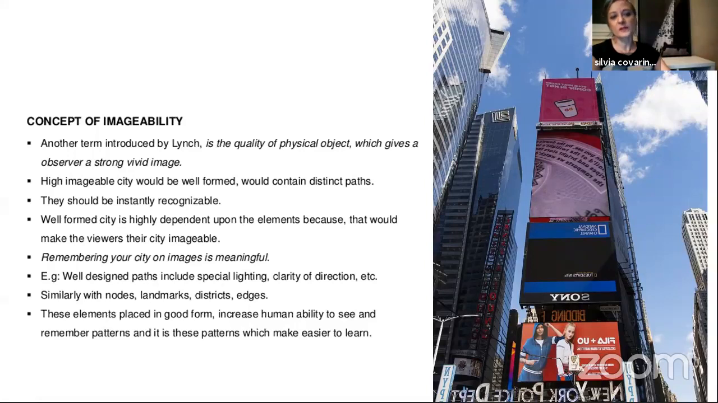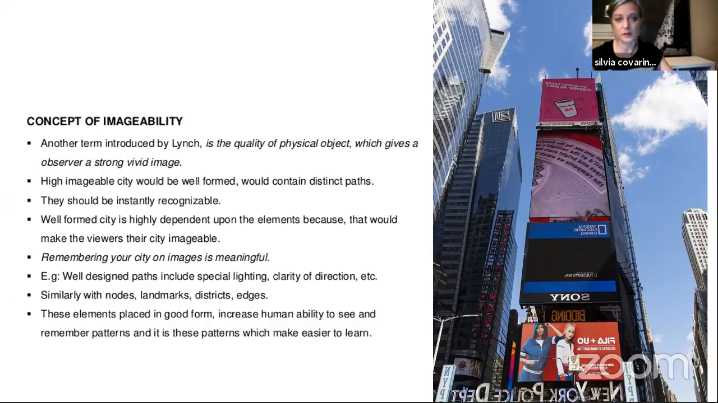Well-designed paths include special lighting and clarity of direction. Of course, if we are talking about paths and connection, this means there is a good quality of the urban space. Similarly with nodes, landmarks, districts, and edges. These are the five keywords of Kevin Lynch. These elements, when they play in a good form, increase the human ability to see and remember patterns, and it is this pattern which makes it easy to learn.